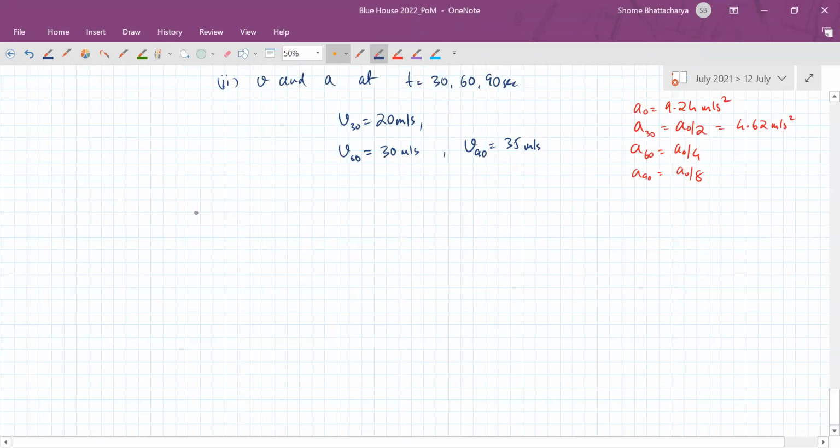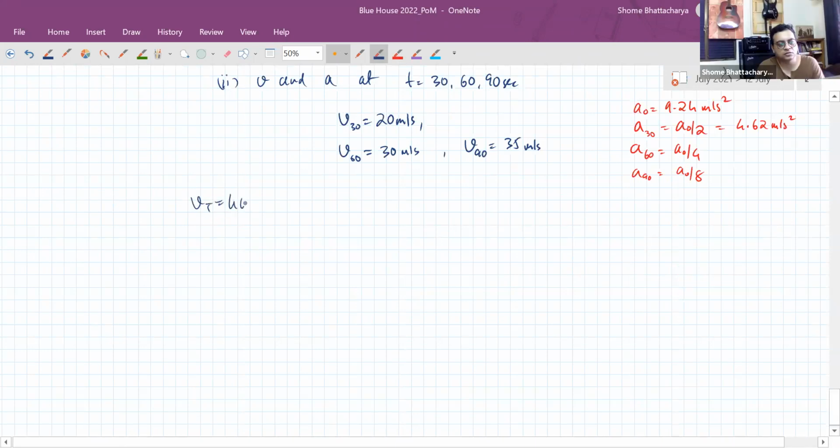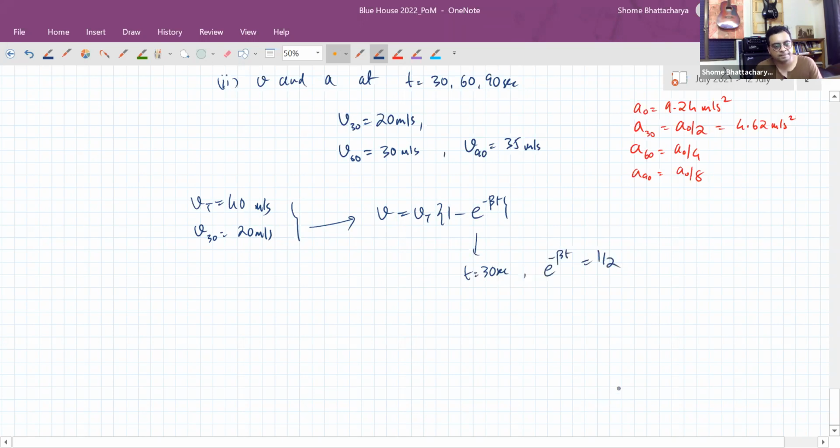You can see here that our terminal velocity is 40 meters per second, and our velocity at 30 seconds was becoming 20 meters per second. Okay, so given this relation that v at any instant is terminal velocity into 1 minus e raised power minus beta t, if you substitute this information here, you get the idea that when t is equal to 30 seconds, this factor of e raised power minus beta t is how much? It's half.